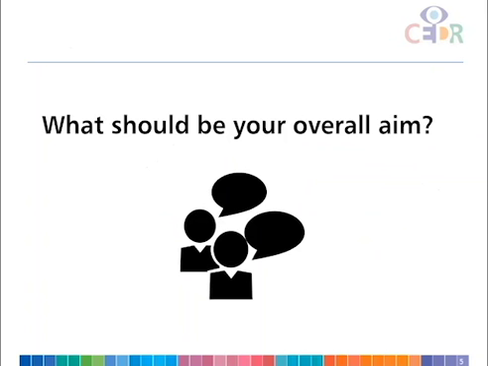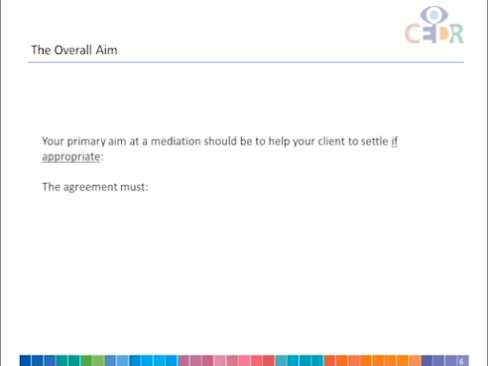So, what should be your overall aim as the lawyer representing a party in a mediation? Well, I think this is simple. I think your primary aim at a mediation should be to help your client to settle if that is appropriate to do so. So your role is not to try and win the case. It's not to try and prevent the party from settling. It's to help the party, if there is an ability to settle, to do so.